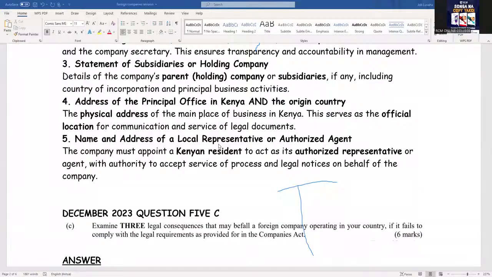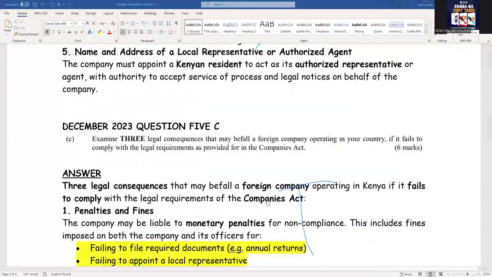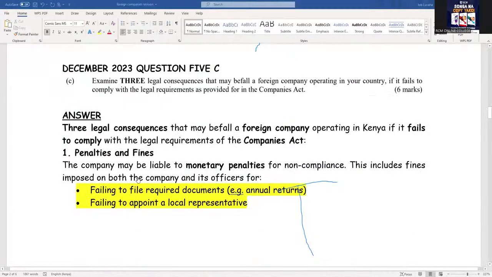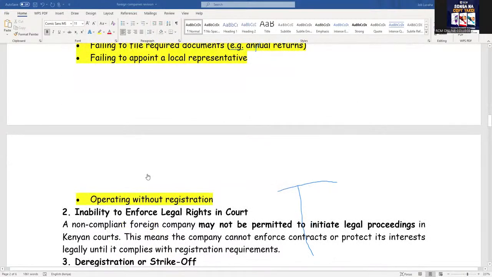It can be fined, or end up being penalized for breach of the relevant laws it is supposed to conform to. So we can talk about penalties and fines. The company may be liable to monetary penalties for non-compliance. This includes fines imposed on both the company and its officers for failing to file required documents like annual returns, failing to appoint a local representative, or operating without registration.